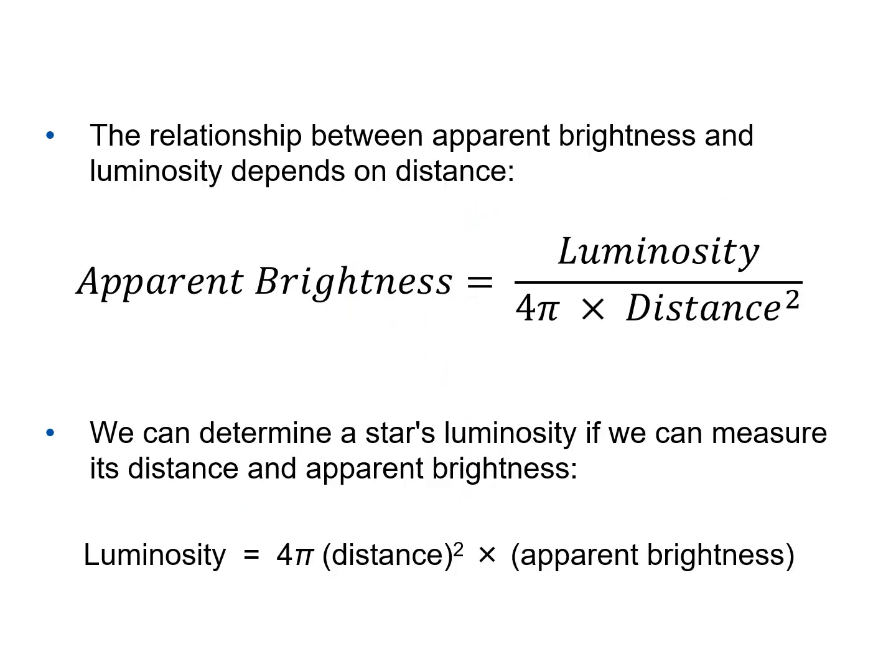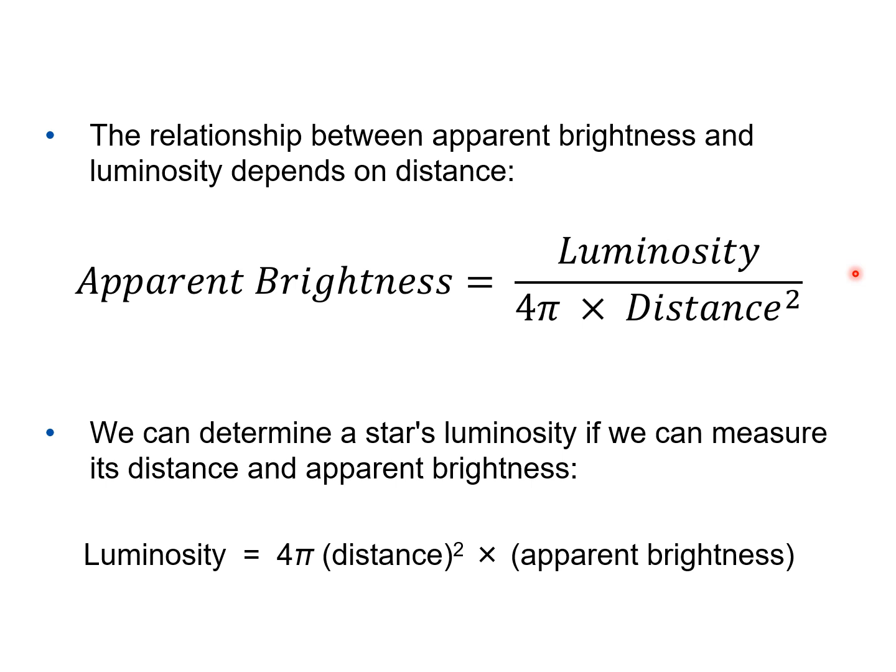The relationship between apparent brightness and luminosity depends on distance. This is the formula that is very important in astronomy. It's very important in how we assess the brightness or luminosity of galaxies and stars, and it's also useful in assessing the distance to these various things. So here it is, apparent brightness, which remember is how bright it looks to the observer. And that is something that can be measured by an instrument called a photometer. It measures the apparent brightness, is equal to the luminosity divided by 4 pi times the distance squared.